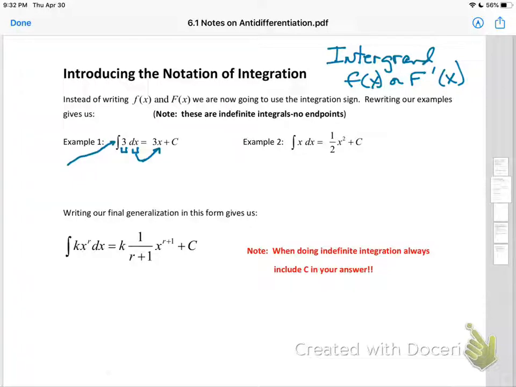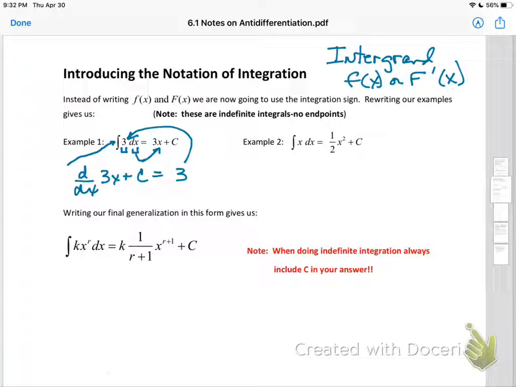So our example 1, it says find the original function. So take the antiderivative or integrate 3 dx. So that's a constant. So the answer is going to be 3 times x plus c. And to check it, remember you always have an answer key. To check this, take that derivative, and you do indeed get 3, which is what I wanted. Okay, let's do the next one.